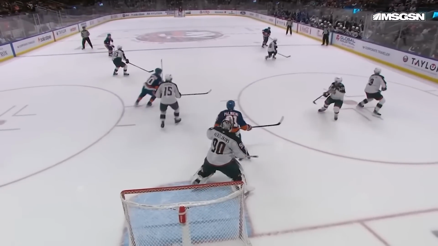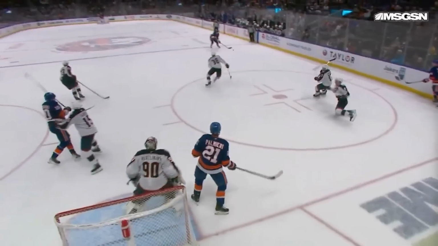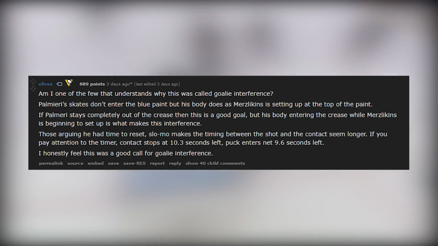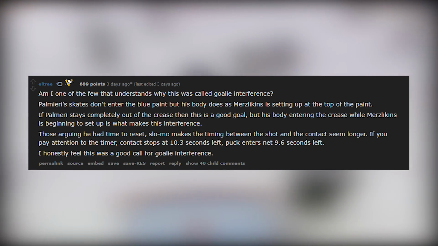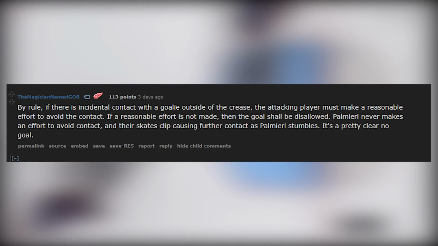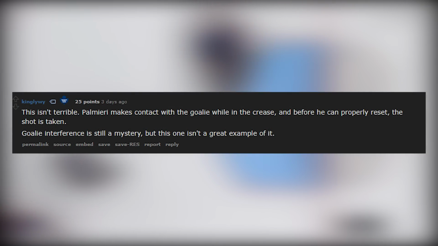What do you expect the call to be? This one would not end up counting, and I want to take a look at the rule. A lot of the confusion that I saw came around Kyle Palmieri's position when he connects with Elvis Merzlikins, specifically because Palmieri is out of the crease when he does so, but let's take a look at the actual rule. And again, I'm not saying this is how it should be, but this is how it is.